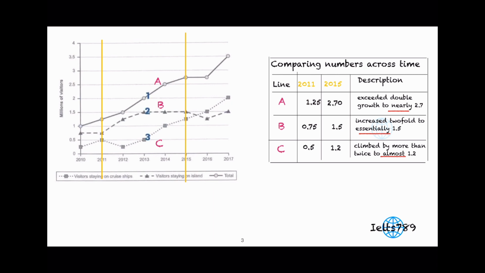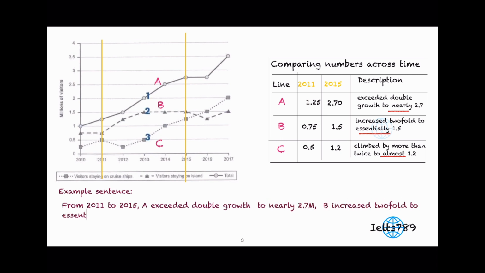And below is an example. From 2011 to 2015, A exceeded double growth to nearly 2.7 million, B increased twofold to essentially 1.5 million, and C climbed by more than twice to almost 1.2 million.